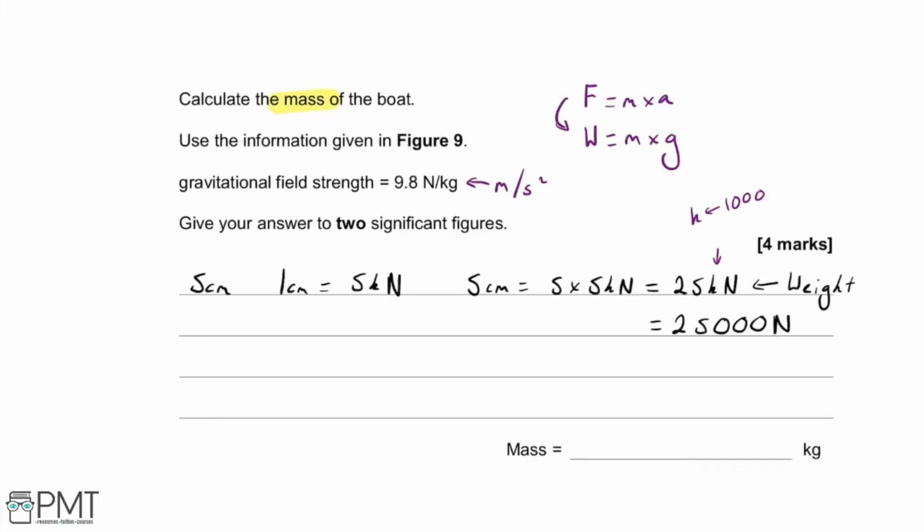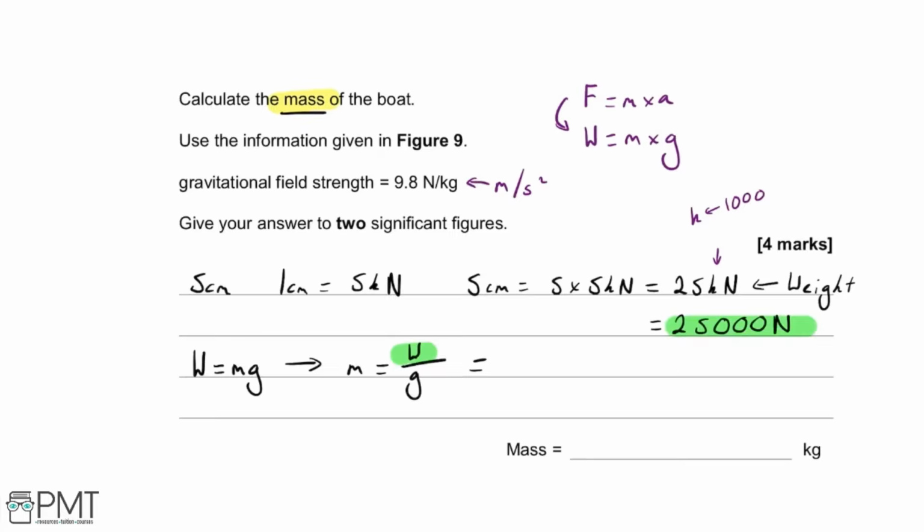So we're using weight equals mass times gravity. W equals mg. However, we want the mass, not the weight, so we can rearrange that to give us mass equals weight divided by gravity, because we've divided both sides by gravity. And then substituting our values in. So first of all, we want the weight, and that's 25,000 newtons.